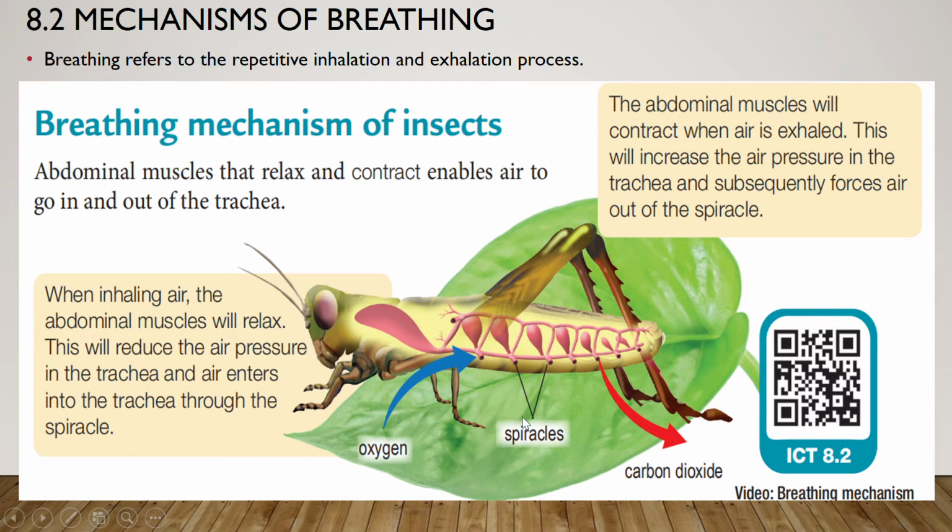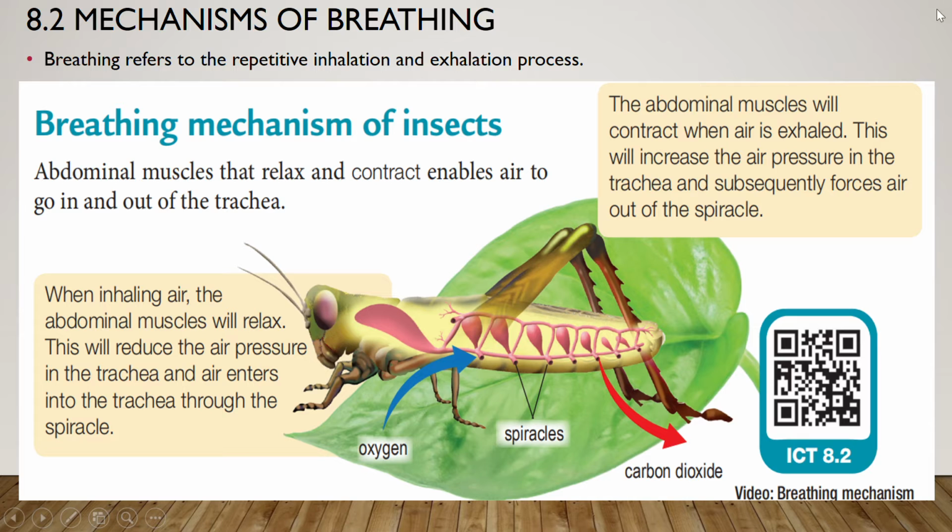Okay, so we start with the grasshopper. How do they take in the air? You still remember the structures, you have the spiracles, right? So when inhaling air, they make use of the abdominal muscles over here. When inhaling, the muscles will relax, and this will reduce the air pressure inside the trachea, and the air will enter into the trachea through the spiracles.